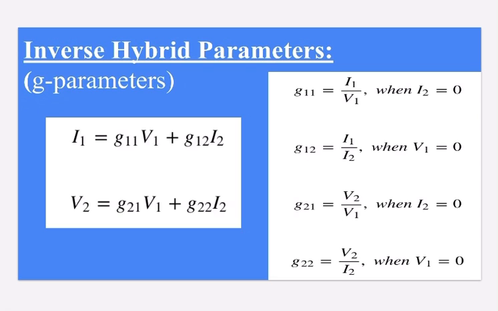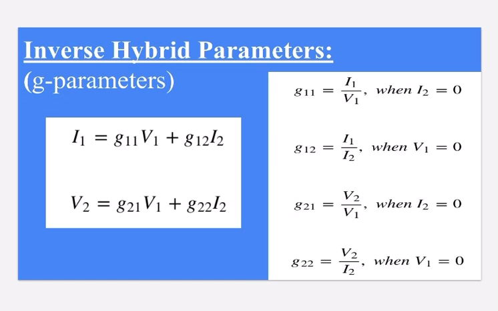By these two equations, we get the G parameters as: G11 will be I1 by V1 when I2 equal to 0. G12 will be I1 by I2 when V1 equal to 0. And G21 will be V2 by V1 when I2 equal to 0. And G22 will be V2 by I2 when V1 equal to 0. So these parameters are called inverse hybrid parameters.